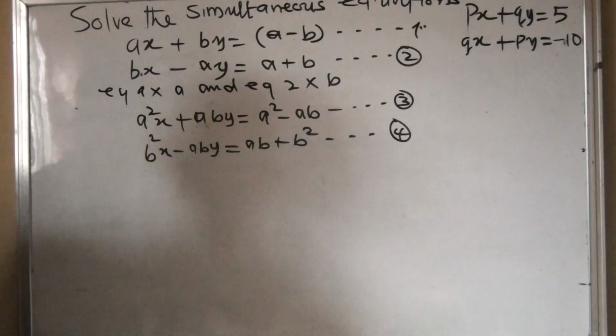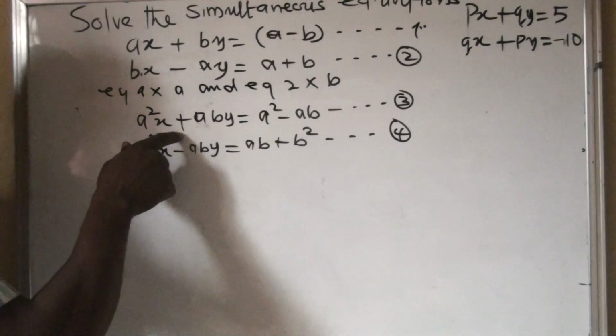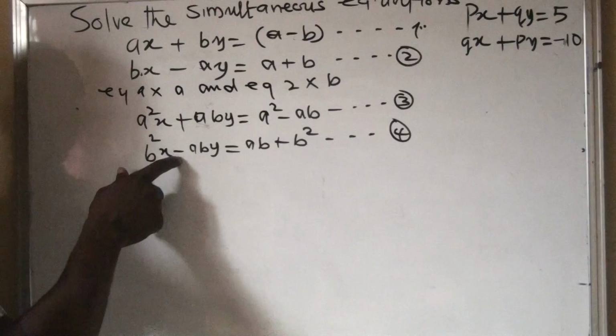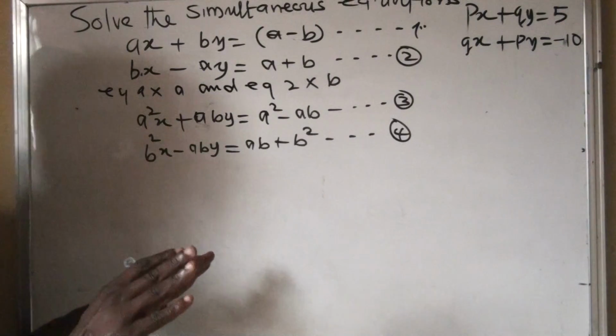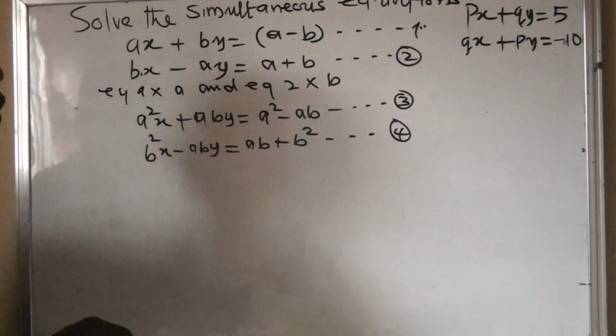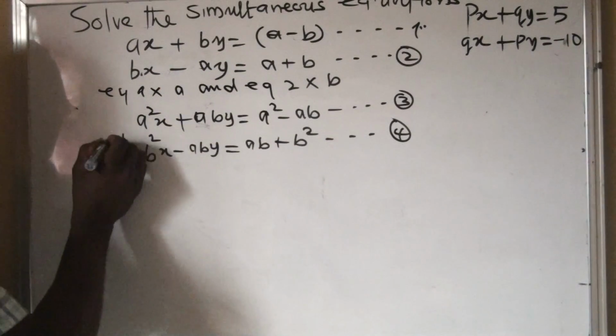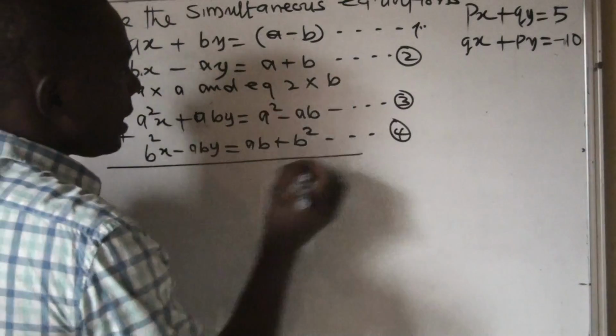And like I said, having done that, we look at the sign here. This is plus and this is minus. Anytime that the signs are different, what do we usually do? If the signs are different, we add. So here we get to add.